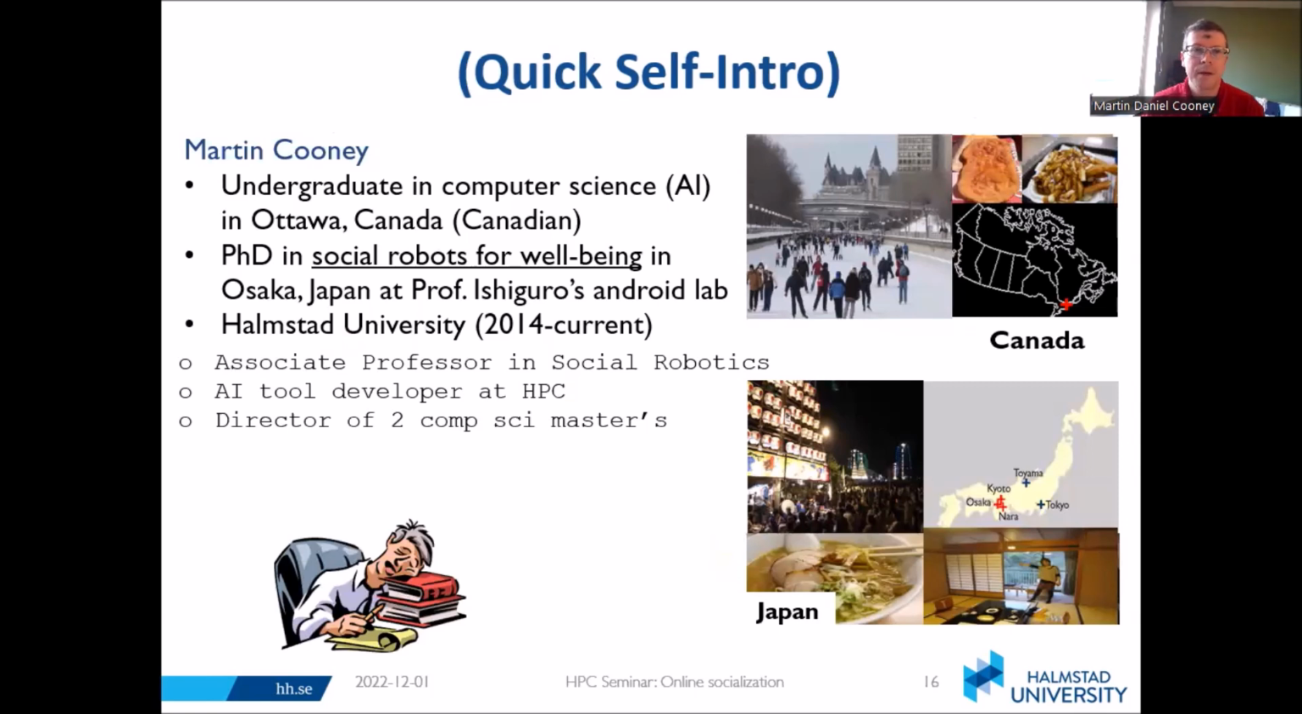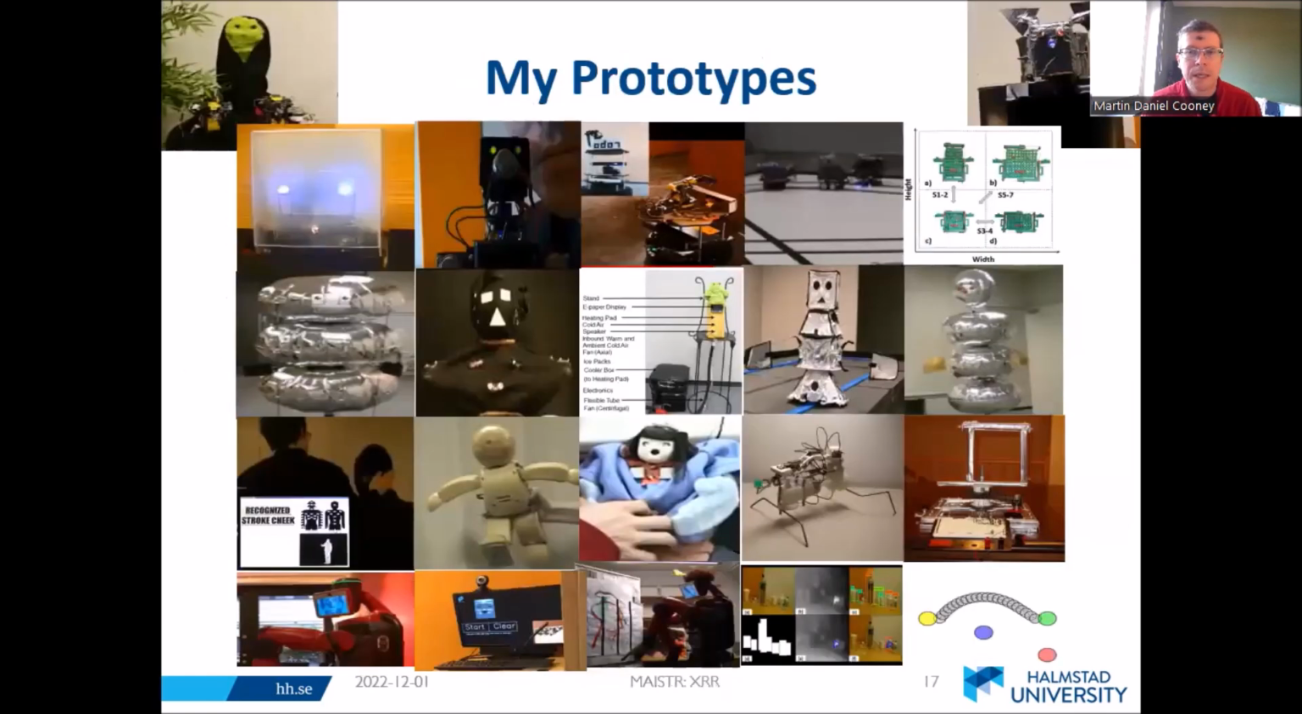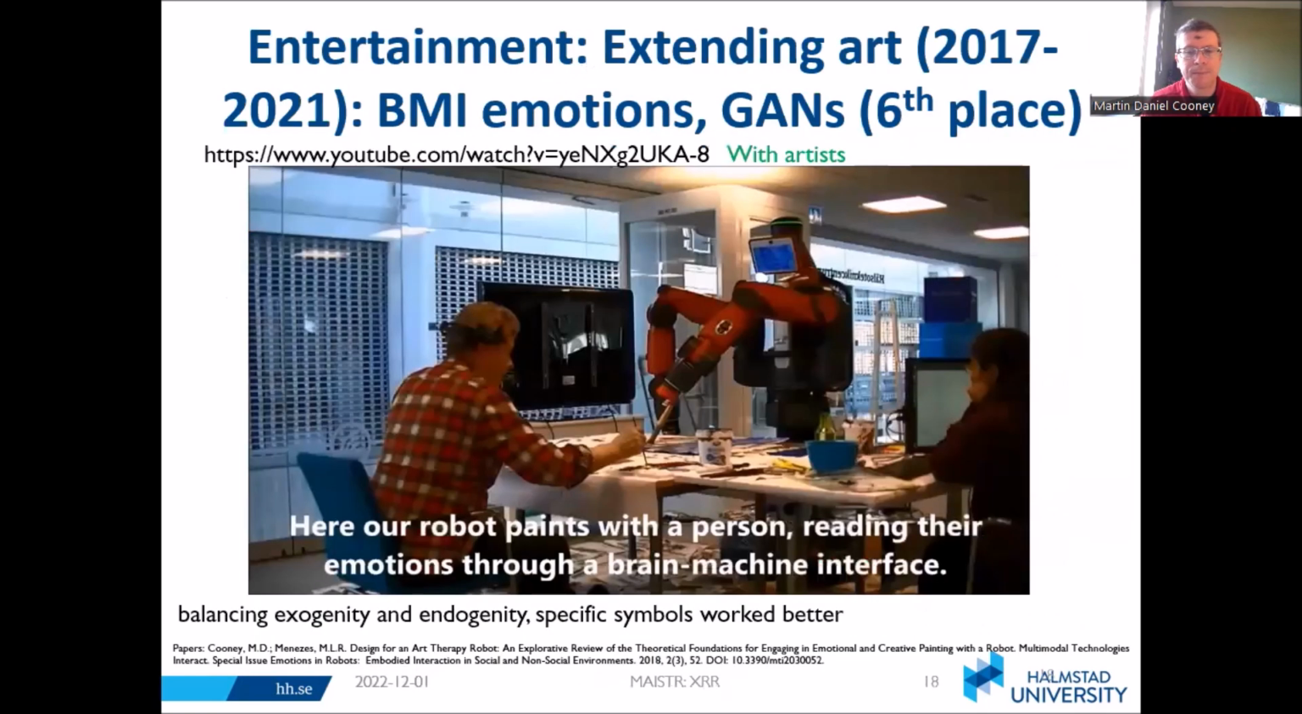So I'm Canadian and I studied AI, and I got the PhD in Japan at a lab that's well known for creating very human-like robots and androids. And I've been here for about 10 years or so. And I'm an associate professor in social robotics. I also make some tools and spread information about that through our pedagogical center, and I'm a director of some master's programs. And over time, I've created various robot prototypes.